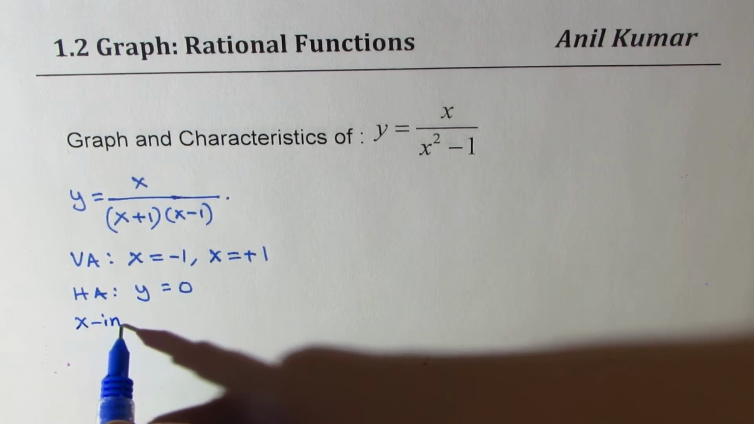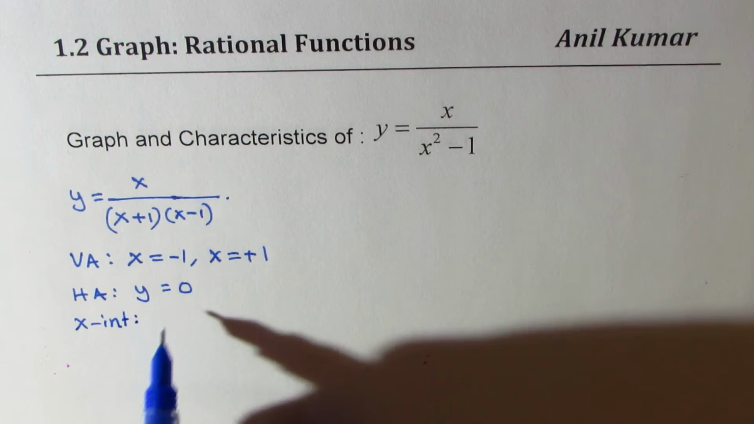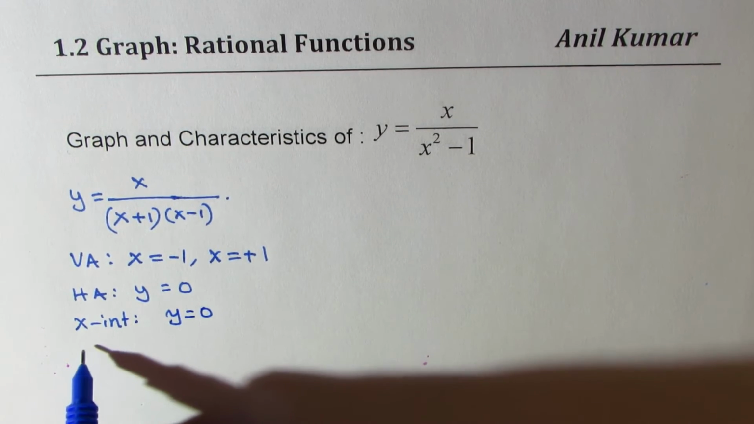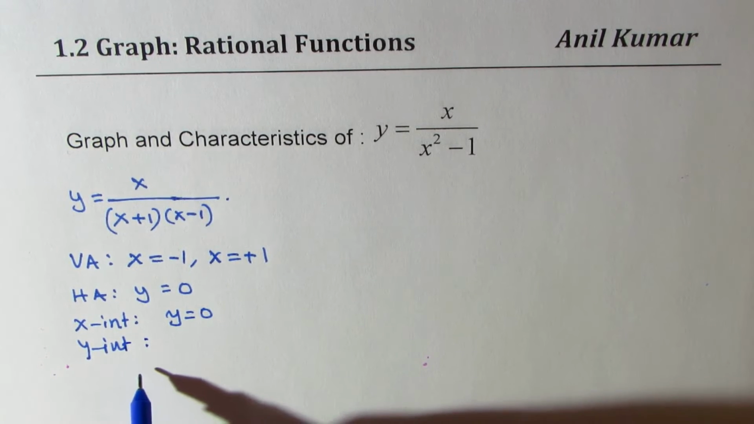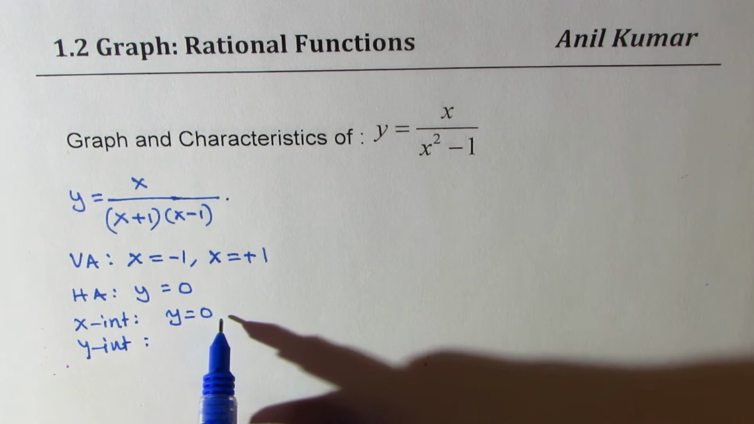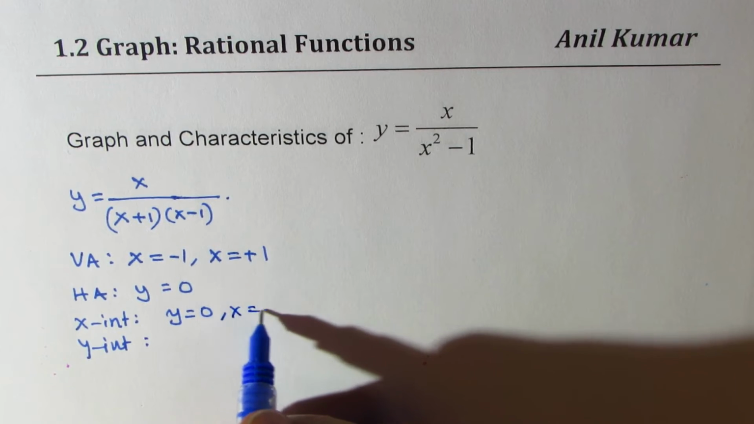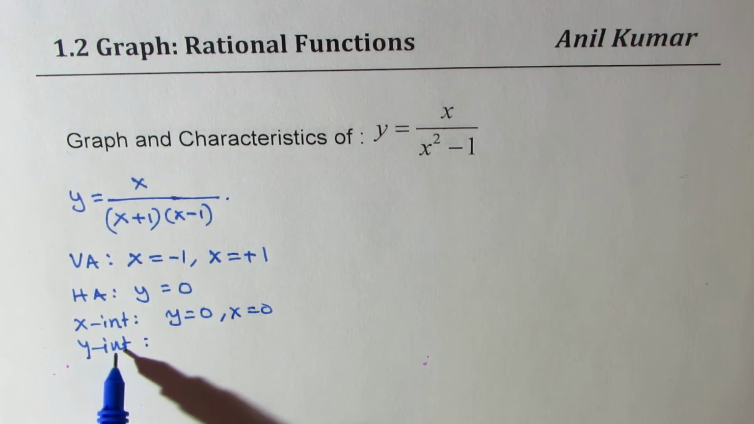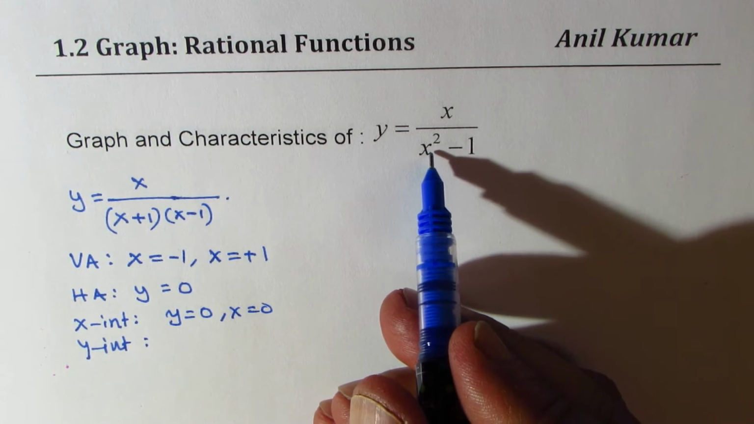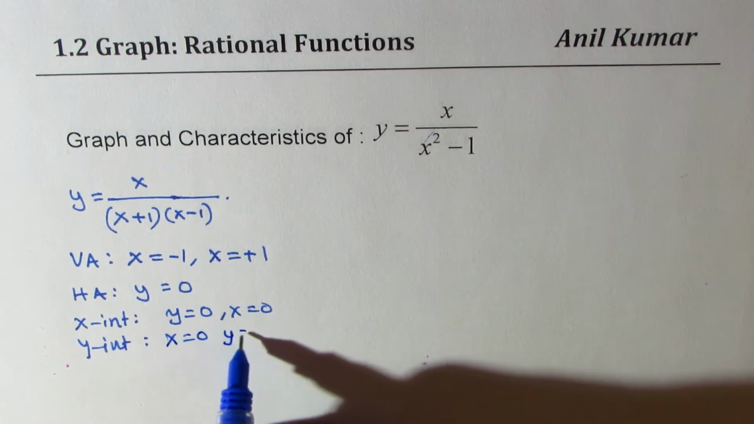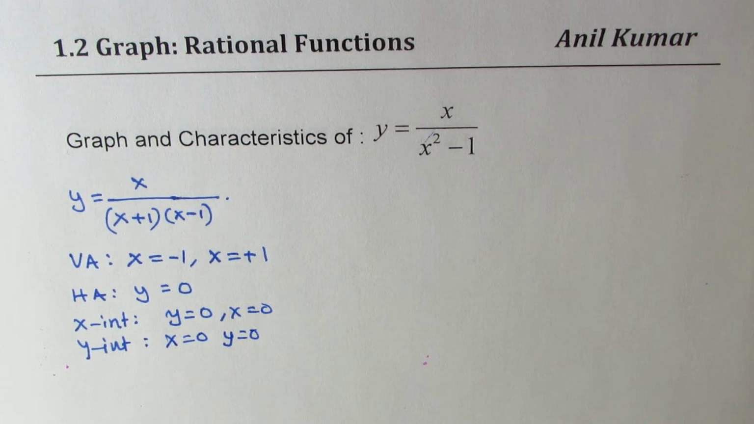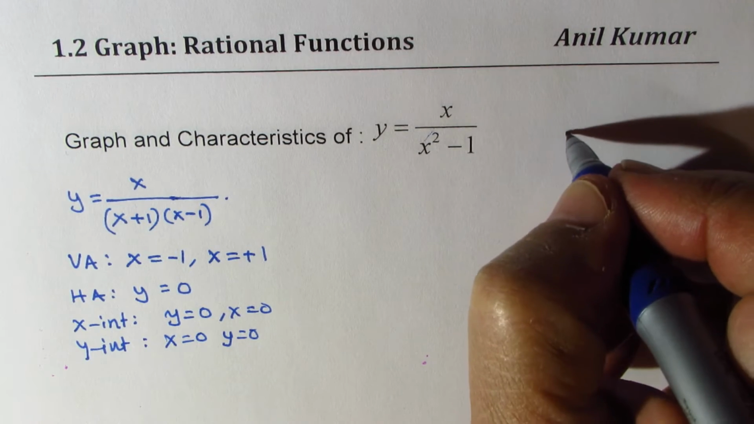The x-intercept is when the numerator is 0, which is y equals 0. The y-intercept is y equals 0 and x equals 0, right? The y-intercept is also at the same point, correct? So you substitute 0 for x, and what you get is y equals 0 in this particular case. Now, that should give you a good enough graph, correct? So let's sketch the graph now.